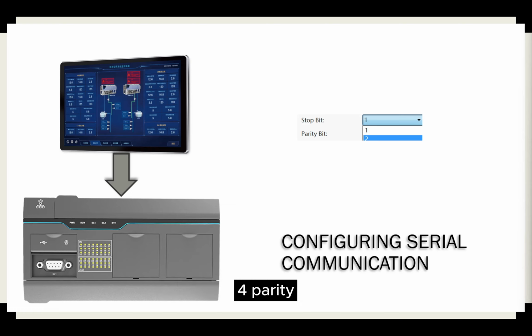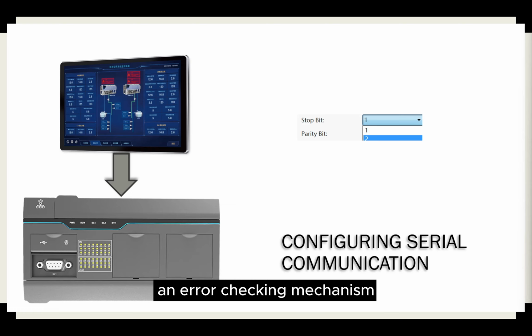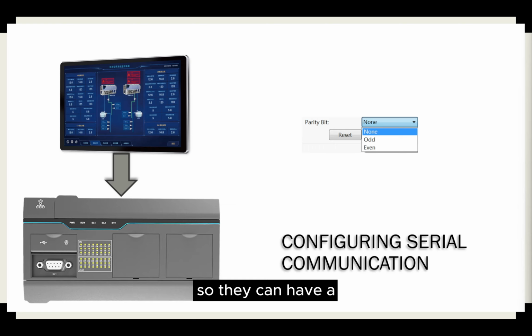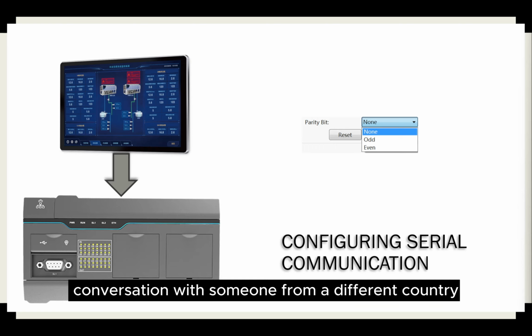4. Parity, an error-checking mechanism. This is a form of error checking. It's like proofreading a message to ensure it makes sense before sending it. When you're setting up these parameters in an HMI, you're telling it how to talk to other devices. It's like teaching someone a new language so they can have a conversation with someone from a different country.